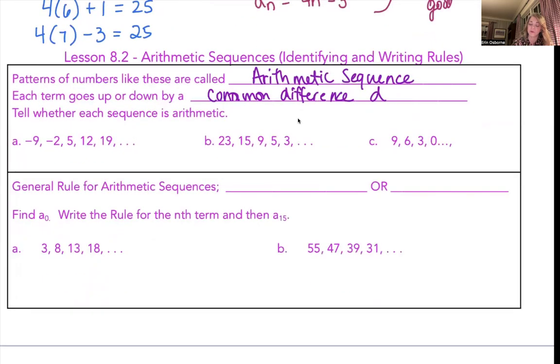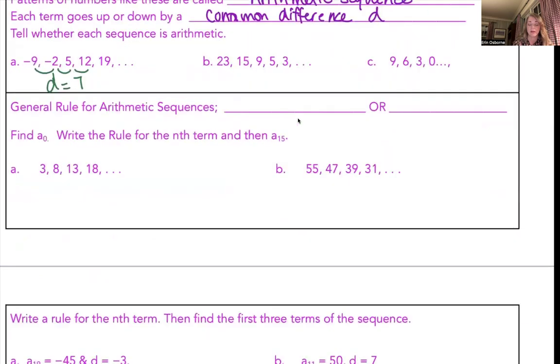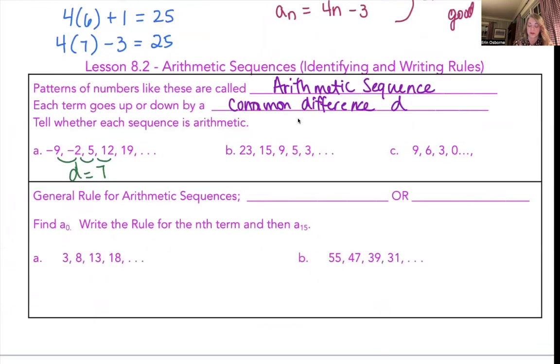And on this next one, if we want to be able to tell if something is arithmetic, we have to be able to find a common difference. So what is happening in between these numbers? The common difference would be adding 7. So we just call it d equals 7. And if we can find that number, it is arithmetic.